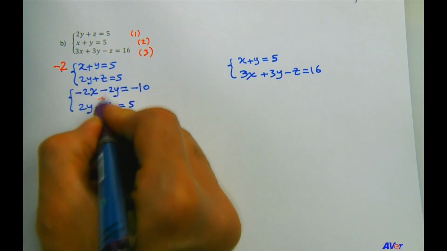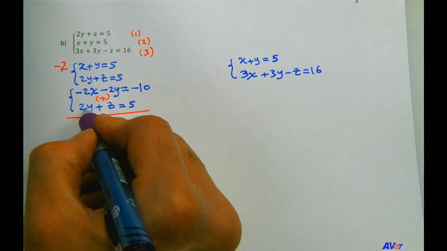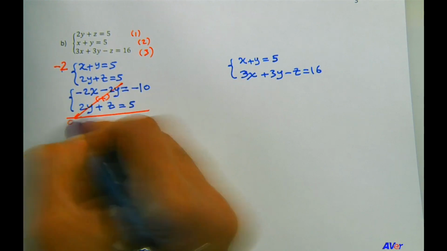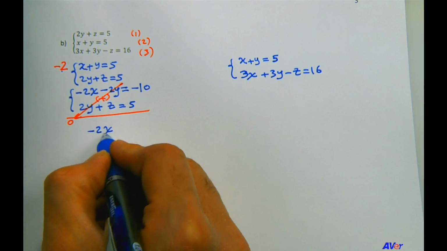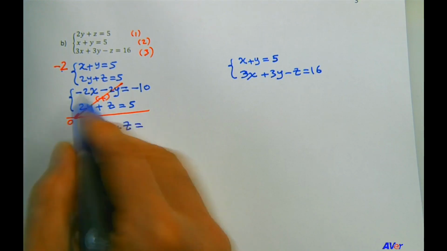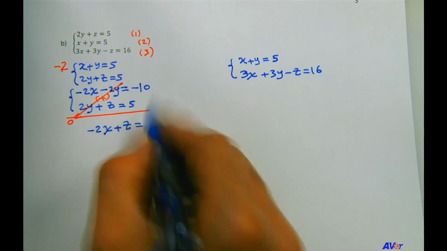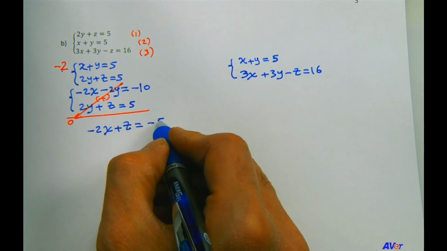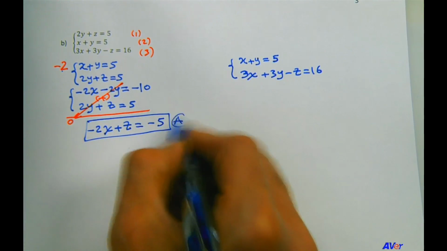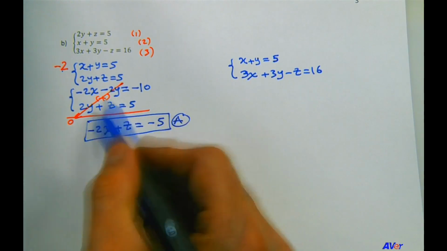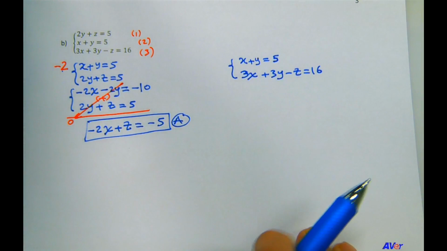And then, of course, let's add those 2 equations. What happens is -2y and 2y add up to 0. So what are we left with? We are left with -2x plus z, right, equals -10 plus 5 is -5. So let's call this equation reduced equation A, right? So we eliminate the y variable in this pair. We have no choice but to do the same thing over there.